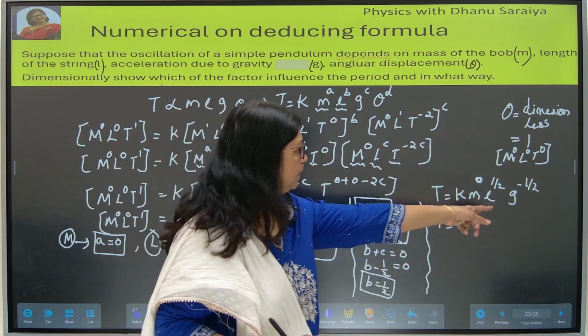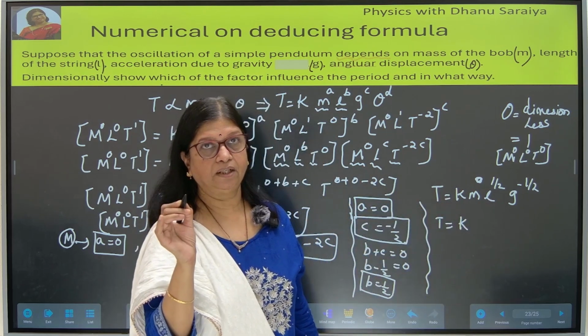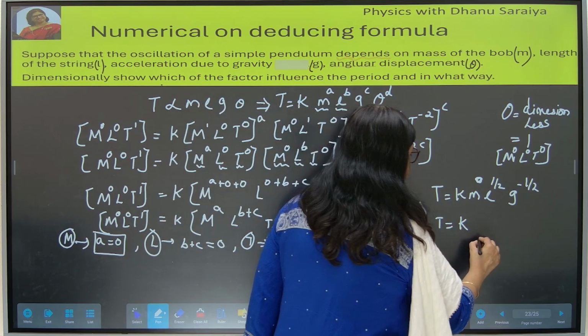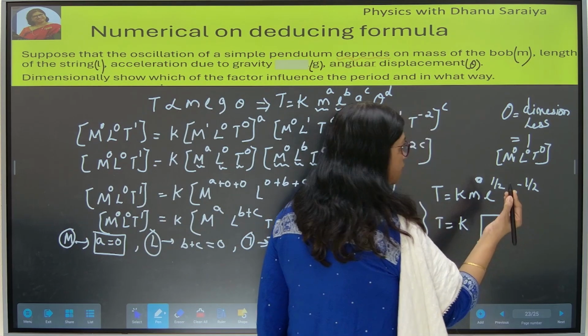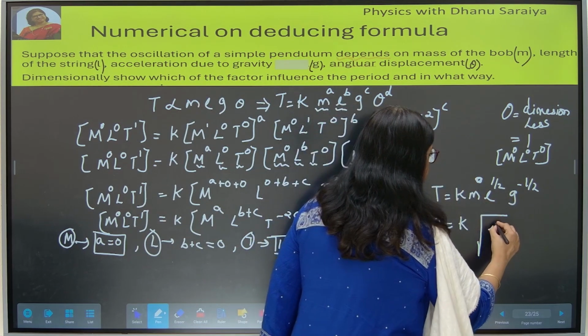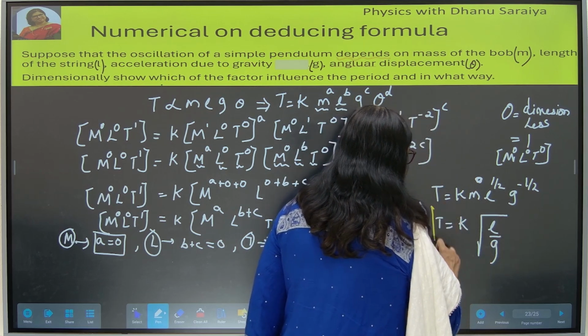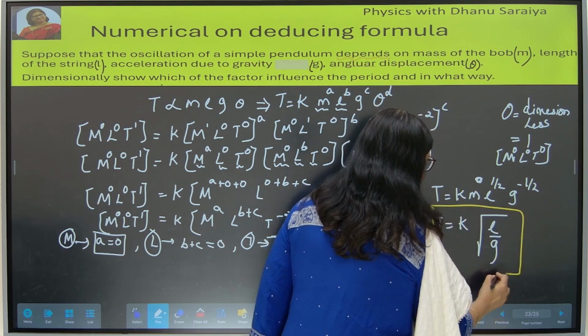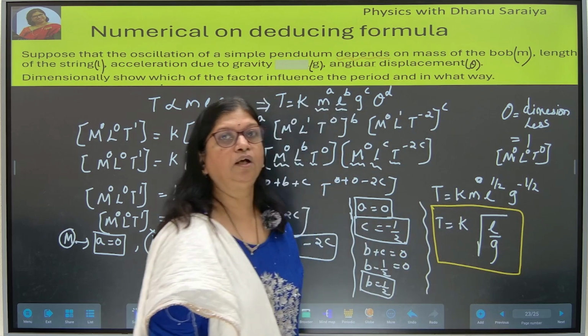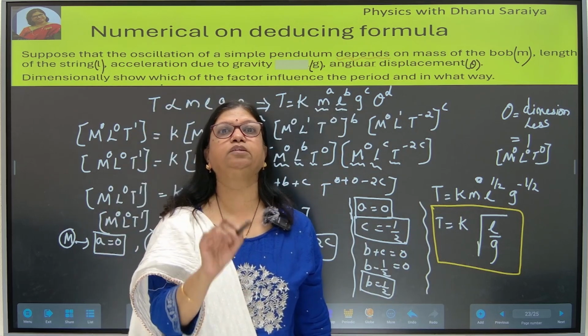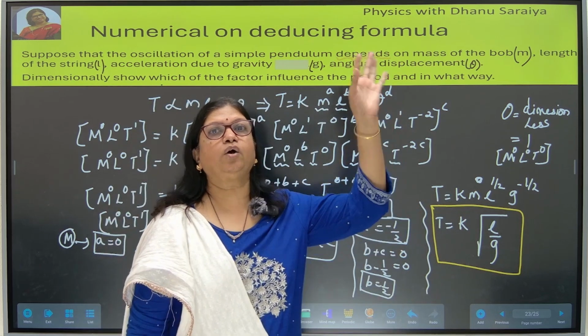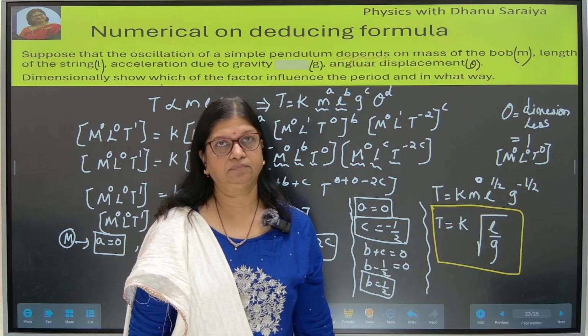But the power of G is negative. So I can write it as under root, power of half, L upon G. This is my final derivation of the formula as was required according to the question.